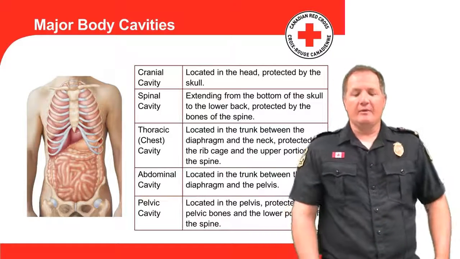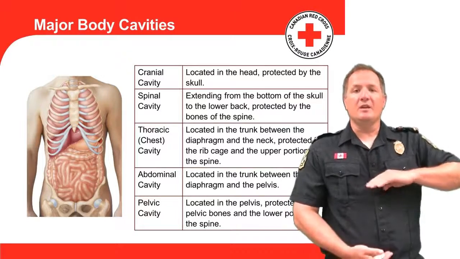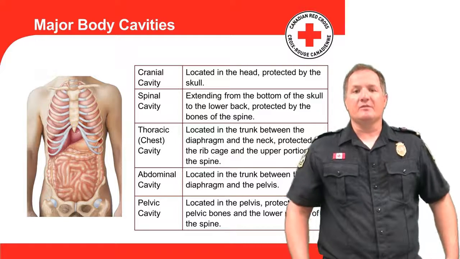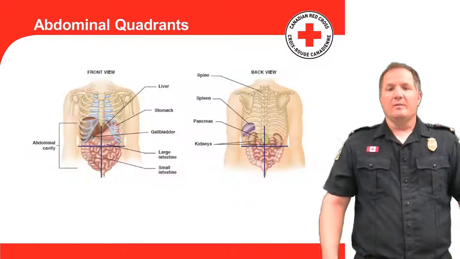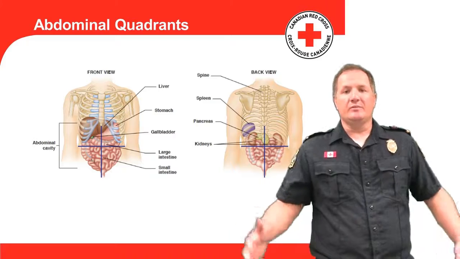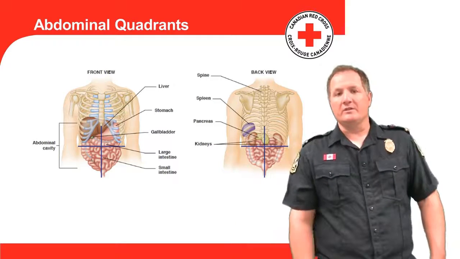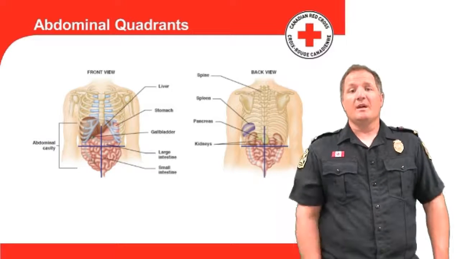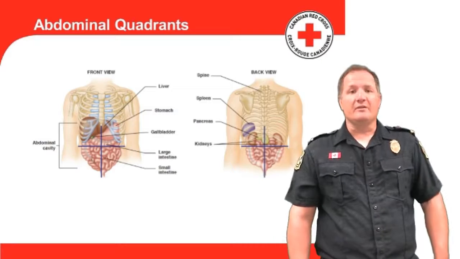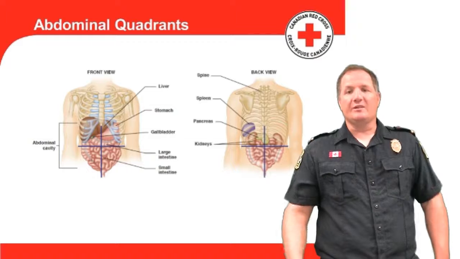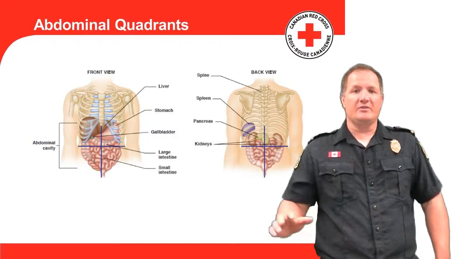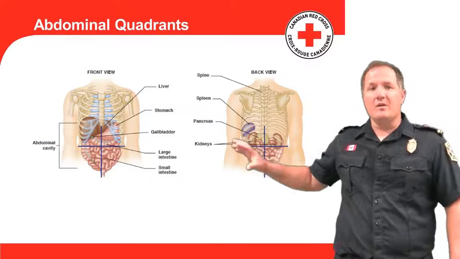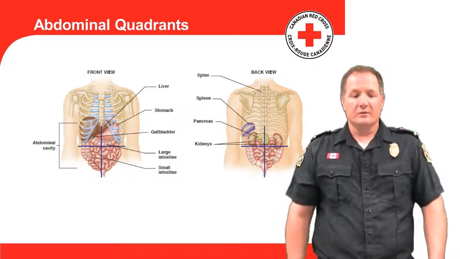The abdominal cavity, which is from the diaphragm to the pelvis, and then the pelvic cavity, which is the pelvis itself. The abdominal cavity, being such a big area that consists of lots of organs and tissues, we generally divide into 4 quadrants. We'll come back to that point when we discuss our secondary surveys, why it's important to assess each quadrant properly and understanding what organs and tissues make up the 4 quadrants.